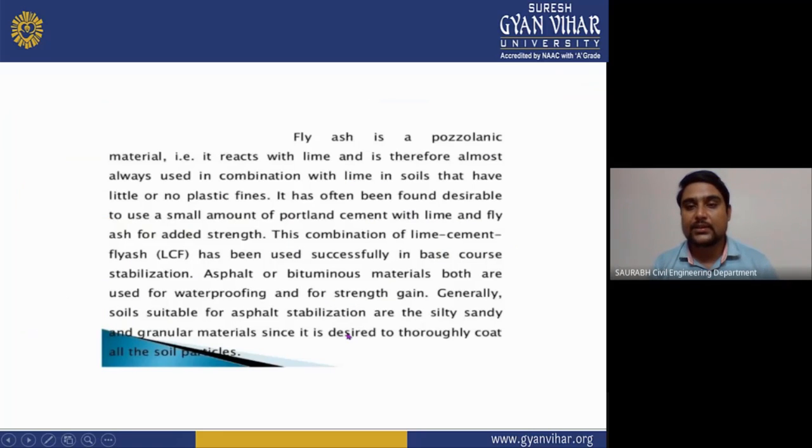Now we will come to fly ash soil stabilization. As we all know, fly ash is a pozzolanic material. It reacts with lime and is therefore almost always used in combination with lime in soils having little or no plastic fines. It has often been found desirable to use a small amount of Portland cement with the lime and fly ash for added strength. This combination of lime, cement and fly ash, also known as LCF, has been used successfully in base course stabilization.